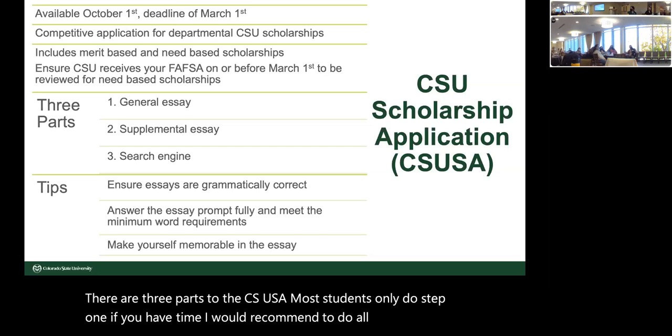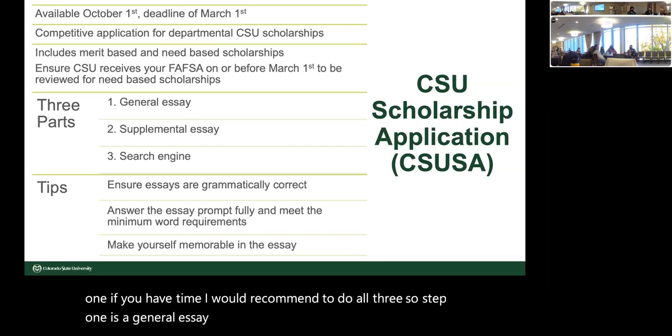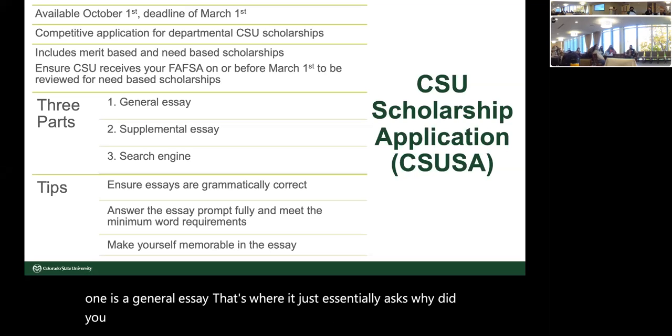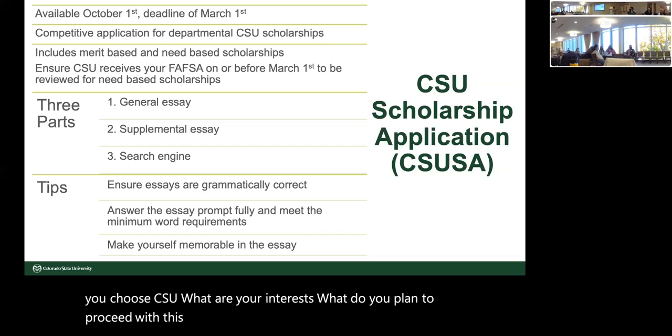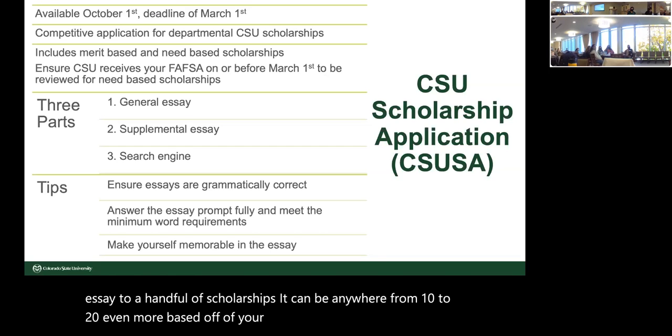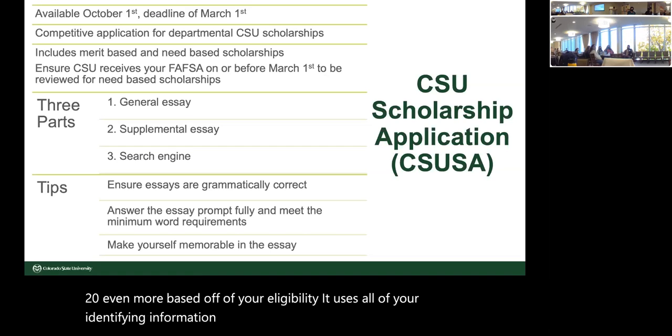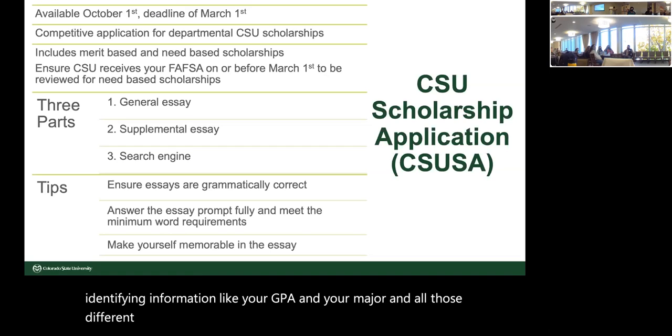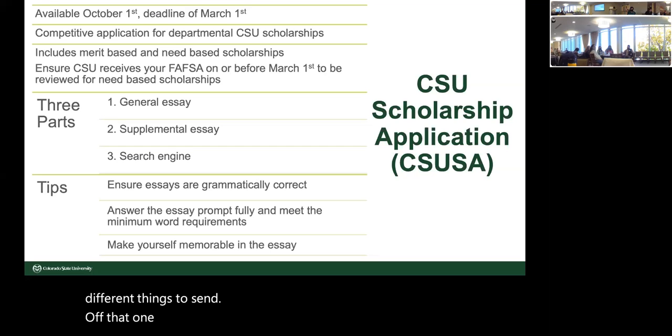Step 1 is a general essay. That's where it essentially asks, why did you choose CSU? What are your interests? What do you plan to pursue with this degree? That's the process where it sends that essay to a handful of scholarships. It can be anywhere from 10 to 20, even more, based off of your eligibility. It uses all of your identifying information, like your GPA and your major and all those different things, to send off that one essay to dozens of scholarships.